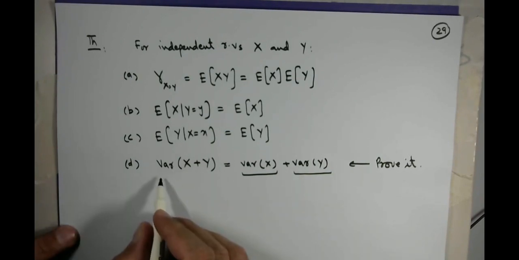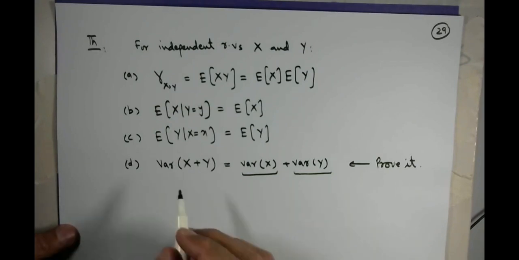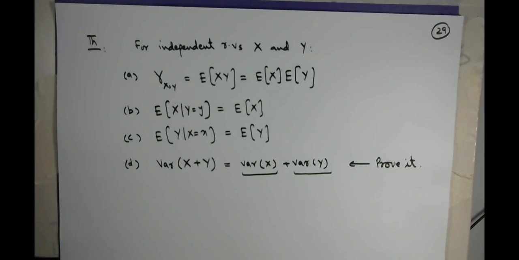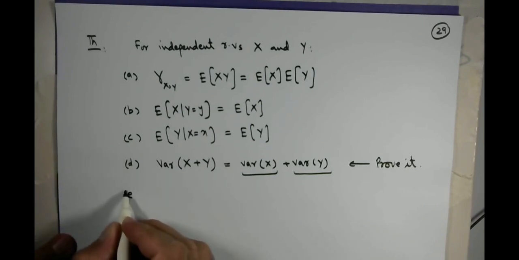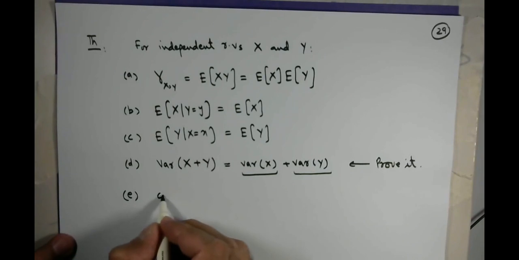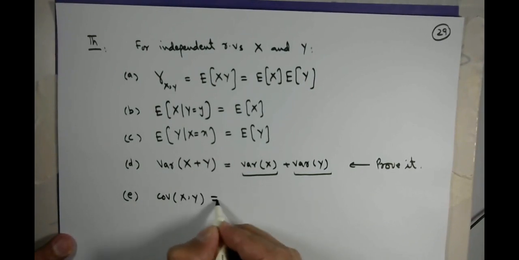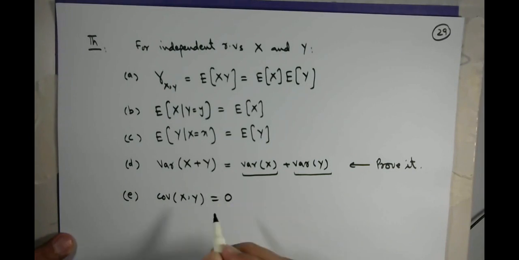But if you are not sure whether X and Y are independent, or if they are not independent, then you have to utilize this joint distribution formula. And the last part is that the covariance of X comma Y for independent random variables is always equal to 0.